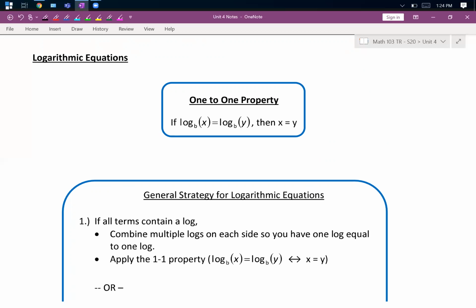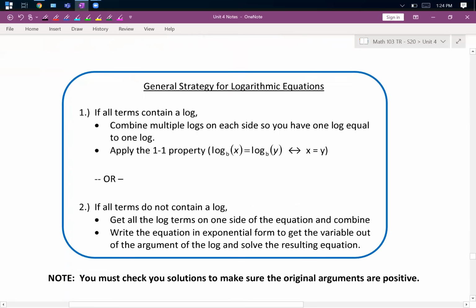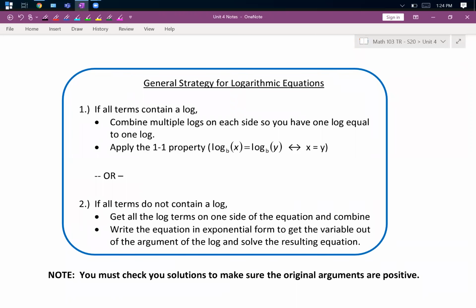Our one-to-one property says that if log base b of x equals log base b of y, then x equals y. So if you can rewrite it as 1 log equal to 1 log, those logs have the same base, then it forces their arguments to be equal to each other as well. The nice thing about logarithmic properties is that I know immediately, as soon as I look at the equation, whether or not I can use the one-to-one property. If every single term in the equation contains a log, we can use the one-to-one property. Now, it might not be ready to go yet, but we know that we'll be able to use it.